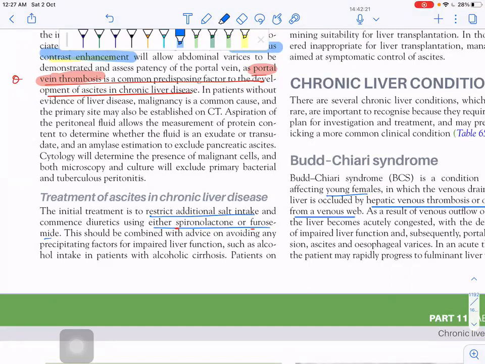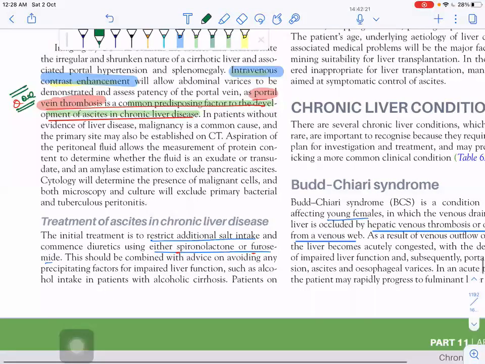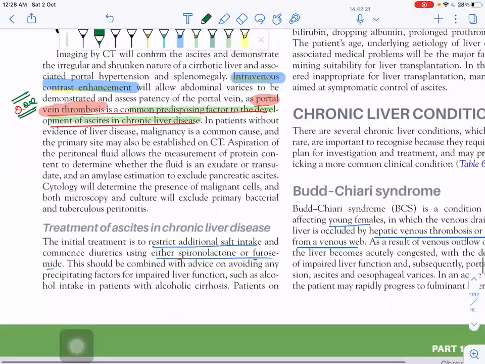Portal vein thrombosis is a common predisposing factor for the development of ascites in chronic liver disease. So what is a common predisposing factor for the development of ascites in chronic liver disease? It is portal vein thrombosis. We already know the main contraindication for TIPS is portal vein thrombosis, and it is also the main predisposing factor for the development of ascites in chronic liver disease.